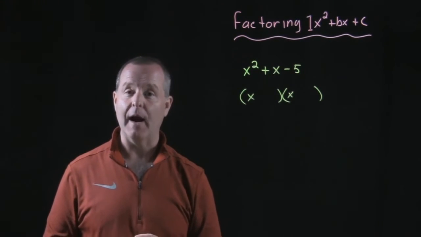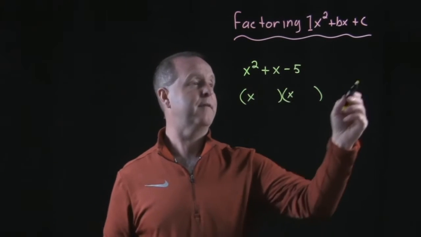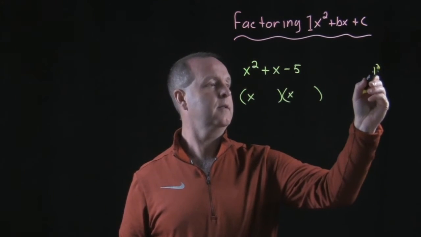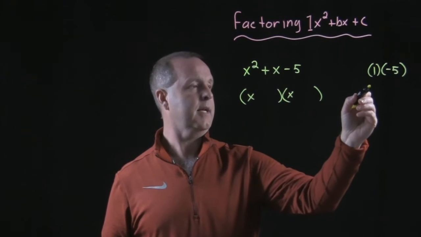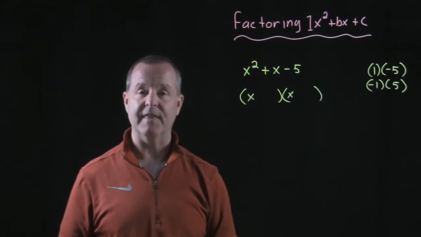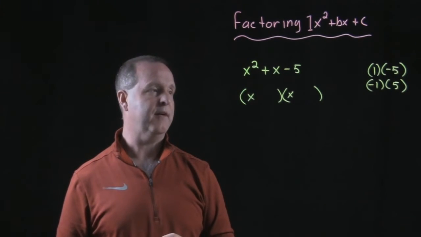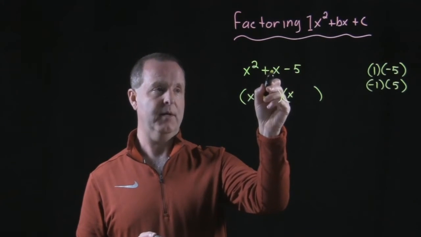All right, now what do we do? Find all the factors that, when multiplied, make a -5. So that's 1 and a -5, and a -1 and a +5. I can't think of any others. So now we need to figure out which one of those two, when added, produces the coefficient in the middle, which is a 1.